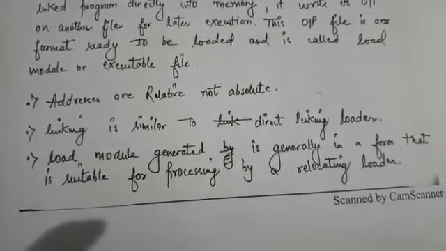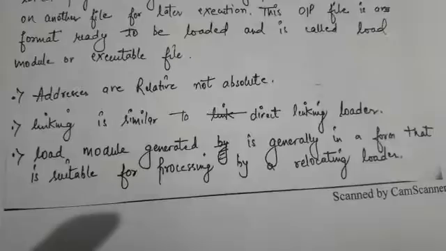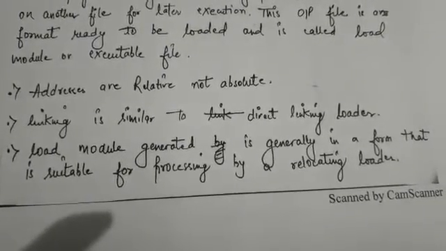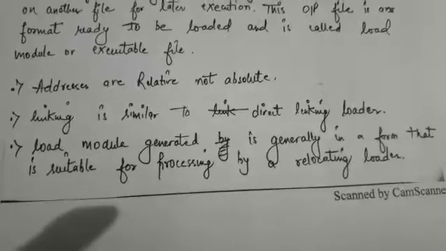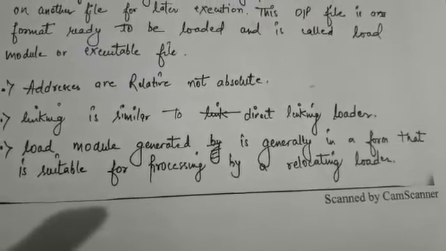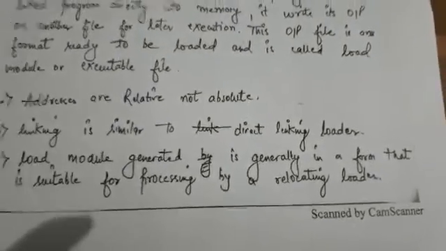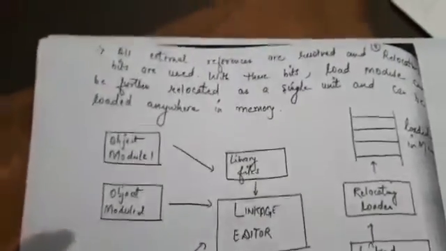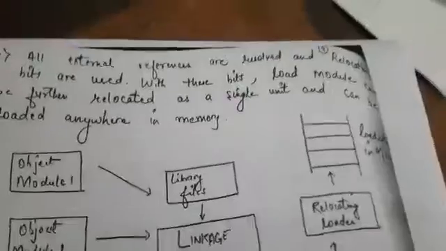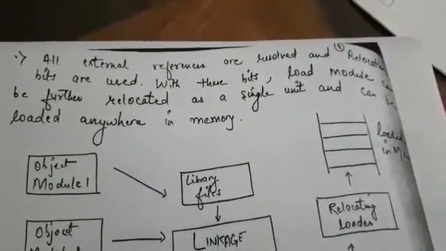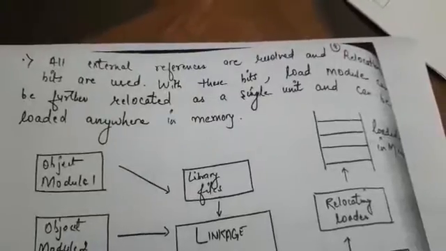Next point is that addresses are relative, not absolute, in this case. Second, linkage is similar to direct linking loaders. The third is that the load modules generated are generally in a form suitable for processing by a relocating loader. Next, all the external references are resolved, and these relocation bits are used. With these bits, the load module can be further relocated as a single unit and can be loaded anywhere in memory.